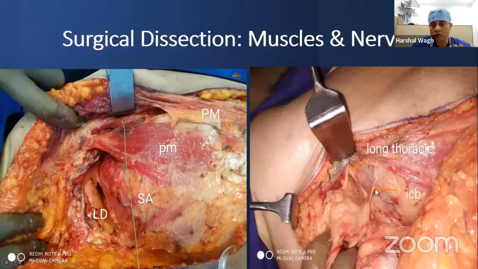Okay, now as you do further dissection, you can see on the right side of the screen the long thoracic nerve. The idea of highlighting that is that the long thoracic nerve as well as the thoracodorsal nerve lie on top of the serratus anterior. The long thoracic nerve lies a little bit more anteriorly, which you can see more easily. The thoracodorsal nerve, which is far more posterior, lies between the serratus anterior and the LD, which it supplies. The other nerve that you can very clearly see is the intercostobrachial, which comes below the lateral border of the pectoralis minor muscle, below the pectoralis major and minor group of muscles.